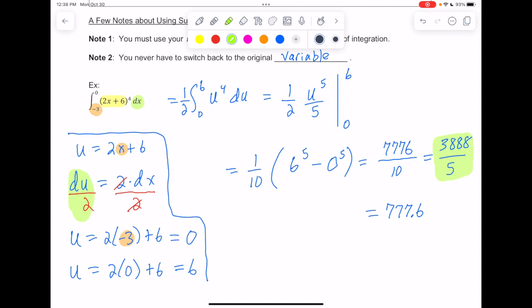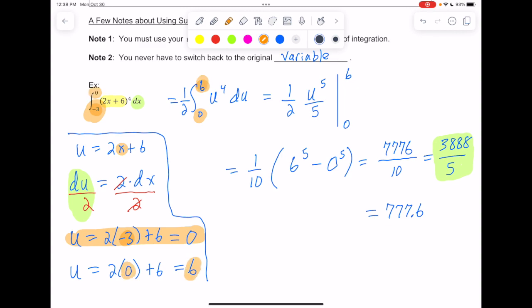All right, so again, key things. We had to change our limits of integration as part of the substitution. So we switched from negative 3 to 0 to 0 to 6. Here was my lower limit of integration substitution because I plugged the negative 3 into the u substitution. Then the upper limit was 0, so I plugged that in.